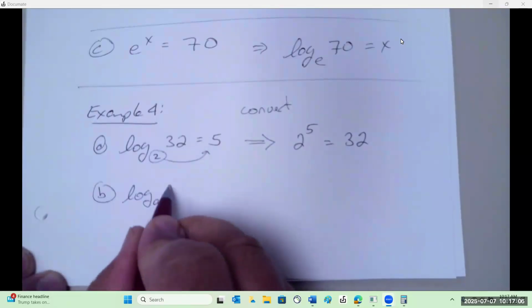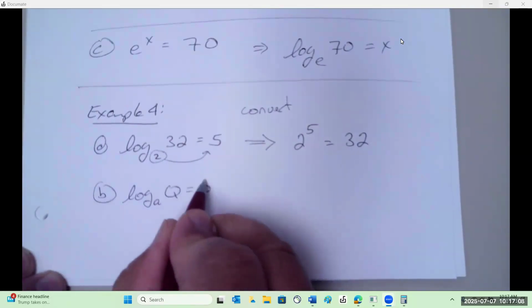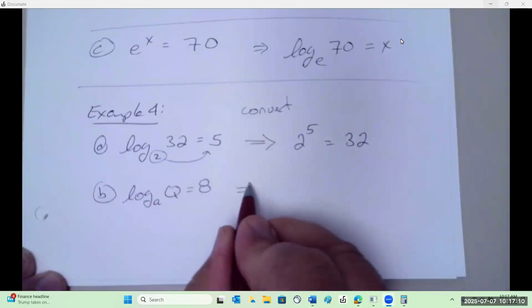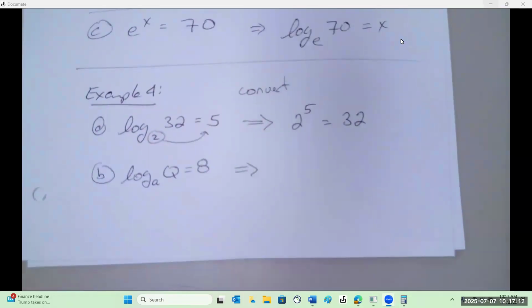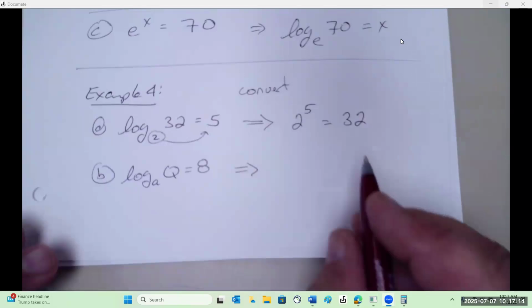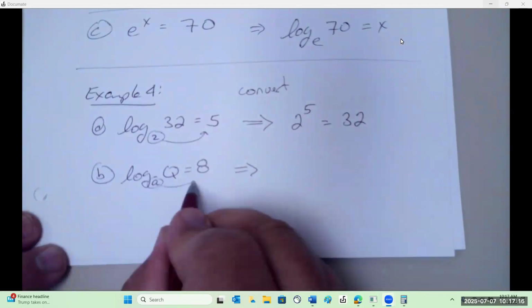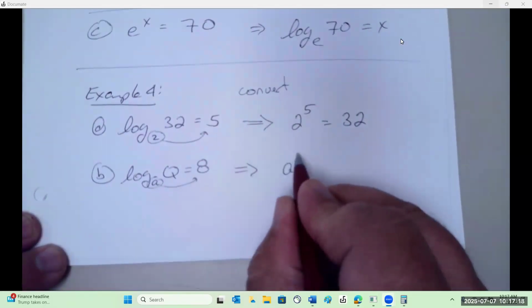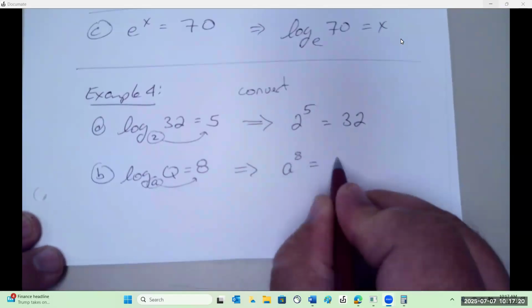Log base A of Q is equal to 8. What's that one going to equal? Yeah, so the A comes up here. A to the power 8 equals Q.